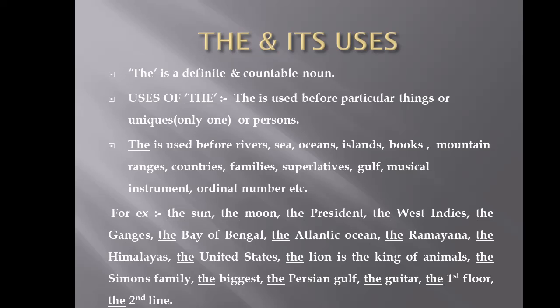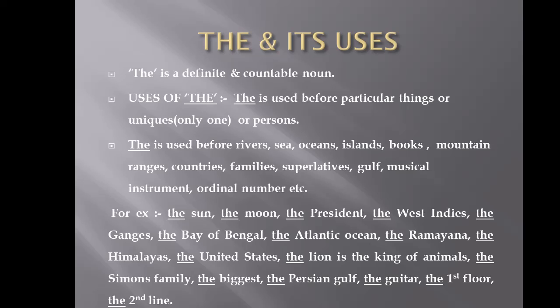The is used when we speak of a particular person or thing, or something already referred to or known to the speaker. For example, the book you gave me is very useful. I dislike the fellow. The is used before the names of particular persons like the president, the prime minister. The is used before the names of unique things, example the sun, the moon, the earth.